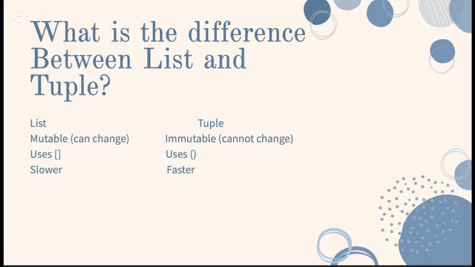So if you need something flexible, you use a list. If you want something fixed, you use a tuple. That's literally it. That's the difference between them. Do not stress about it. The easiest way to remember it: lists can change, tuples cannot change.